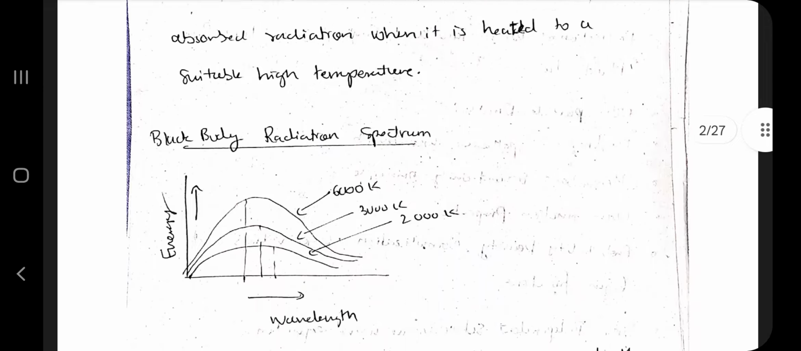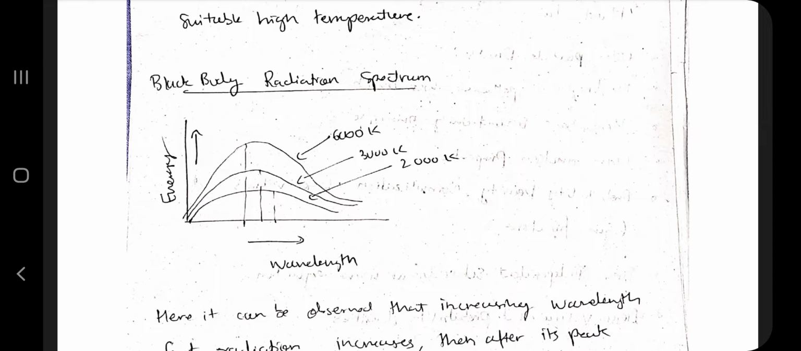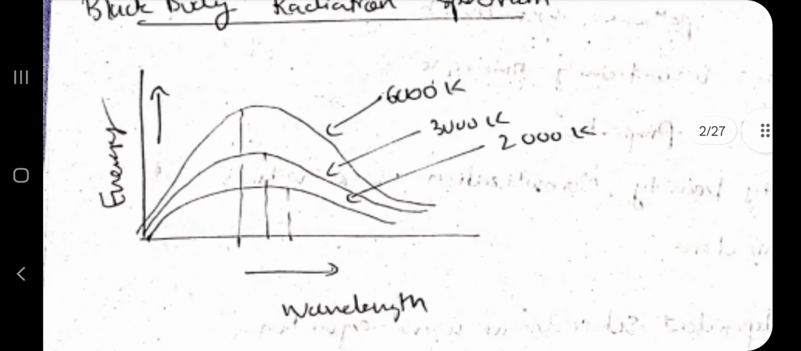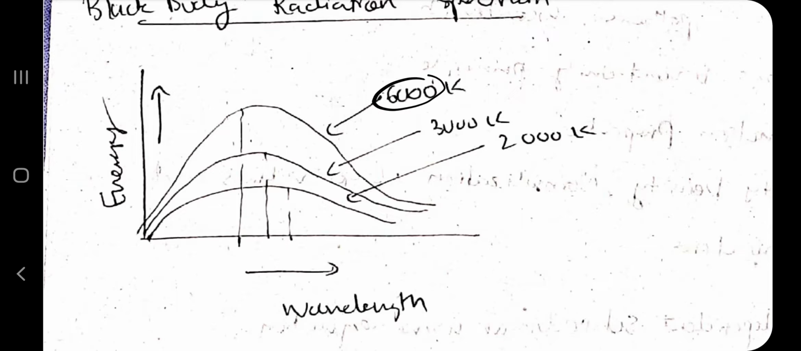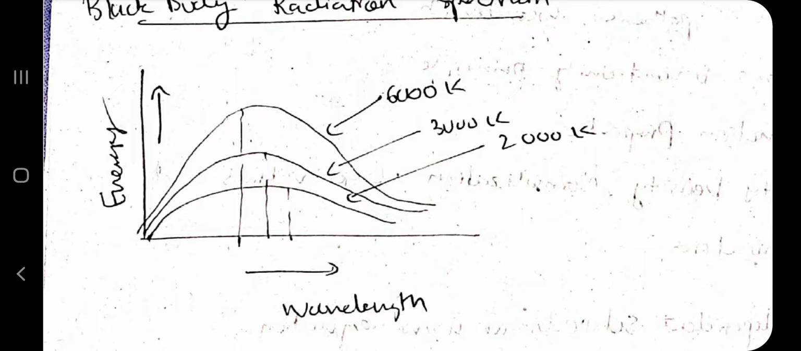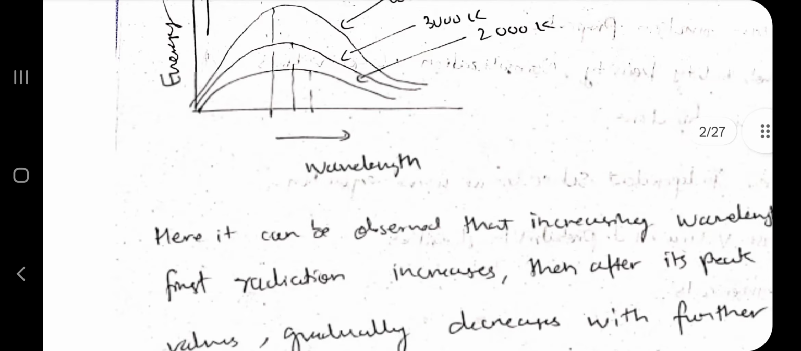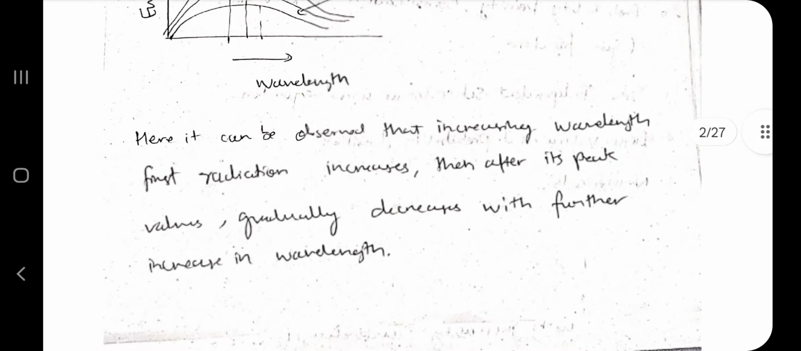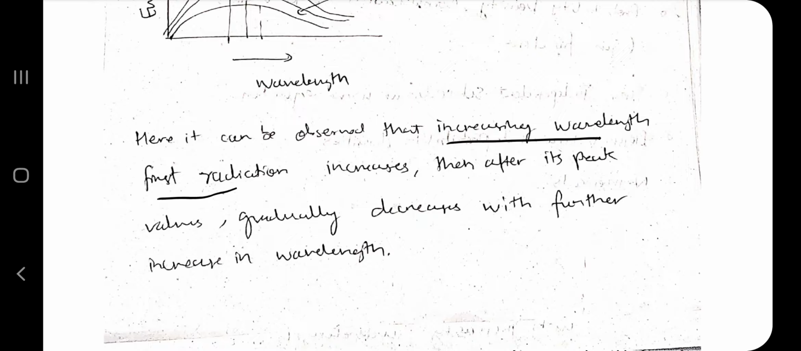This is the black body radiation spectrum for different black bodies, one at 6000 kelvin, 3000 kelvin and 2000 kelvin. As the wavelength increases, the energy increases for a certain range, and after that it decreases. Based on this observation, there are a few laws which we'll be discussing now. It can be observed that with increasing wavelength, the radiation first increases, then after its peak value a gradual decrease happens with further increase in wavelength.